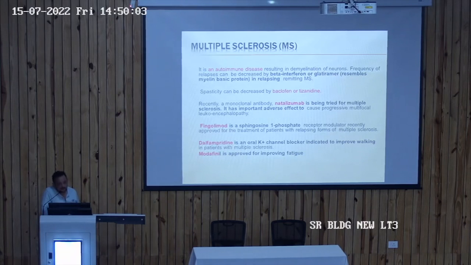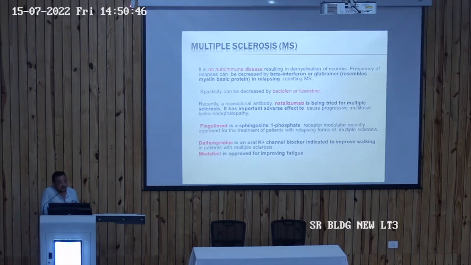Cladribine we give. Fingolimod. It is a sphingosine 1-phosphate modulator. ये क्या करेगा? It also causes myelination. तो अगर myelin affected हो रहा है तो it causes myelination of the neurons. Dalfampridine. It is an oral potassium channel blocker. Potassium channel opener क्या करेंगे? Hyperpolarization. तो blocker क्या करेंगे? Depolarization. तो neurons will get activated for a while. So it can be given.